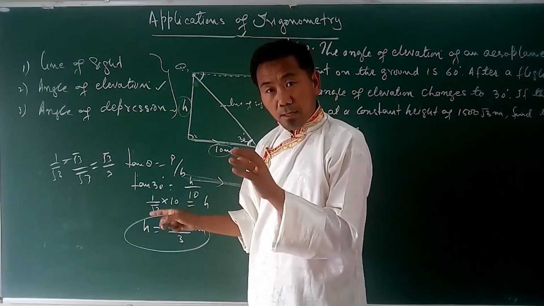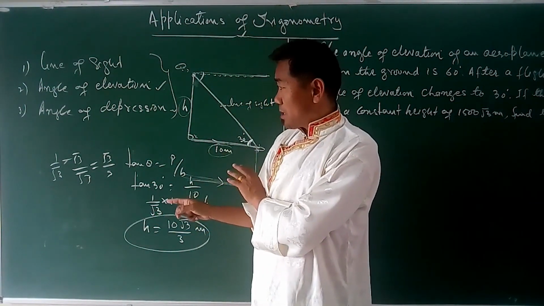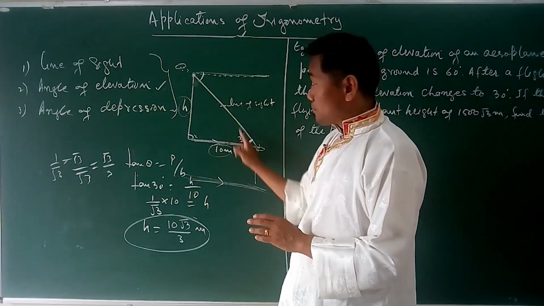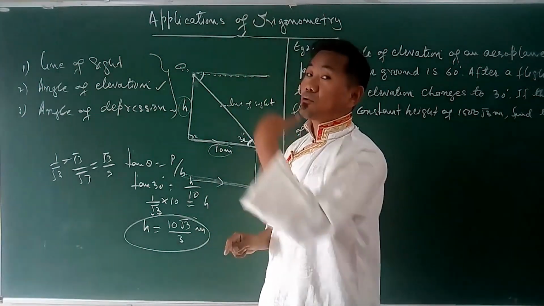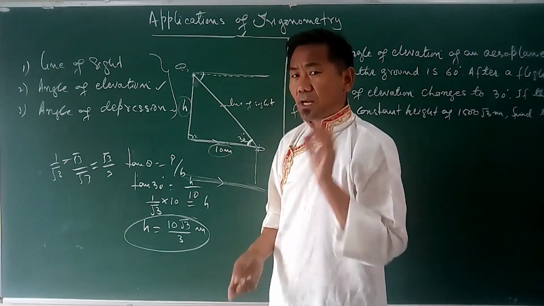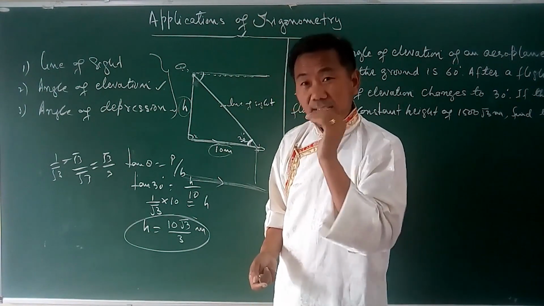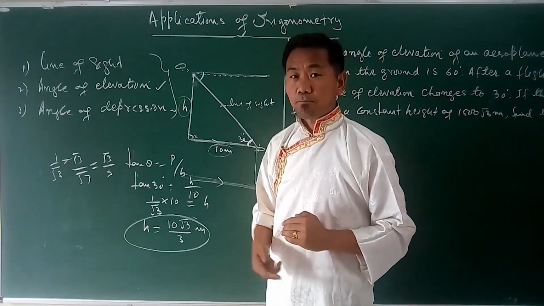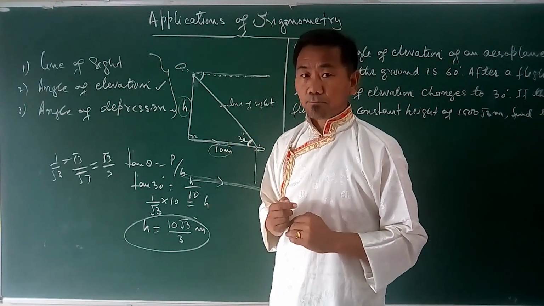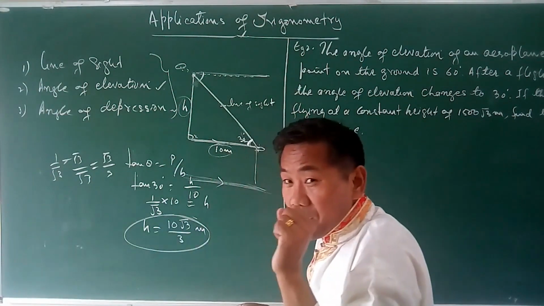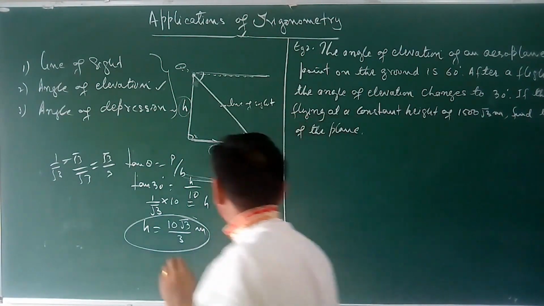This is called a line of sight. Angle of elevation. Some angle of elevation in the angle of elevation, the line of sight and the horizontal. What is horizontal? Lay down. So horizontal and line of sight.